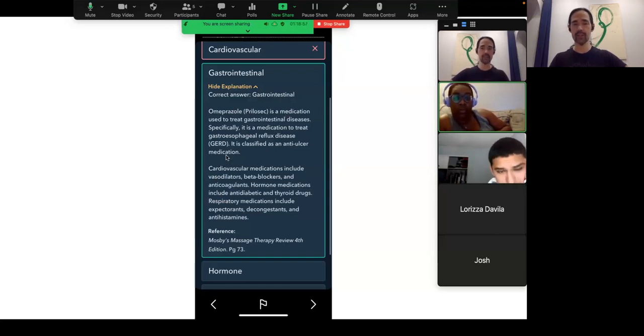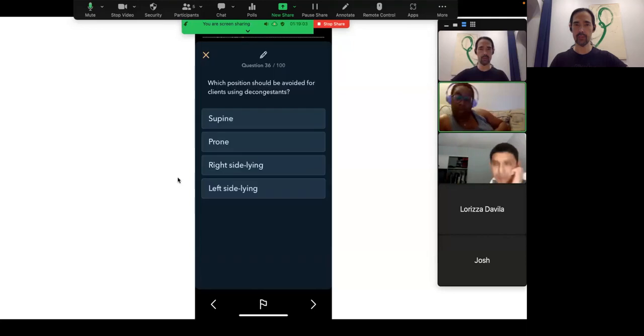Yeah, anti-ulcer medication, but it's used to treat GERD. That's like a secondary use. I think that may be an off-label use, right? So it's classified for one thing but used as another.